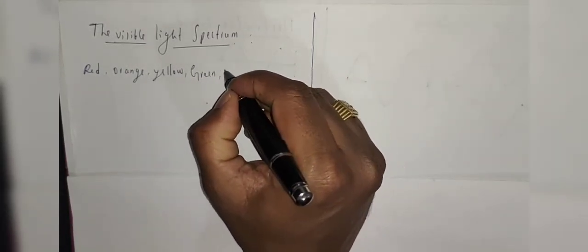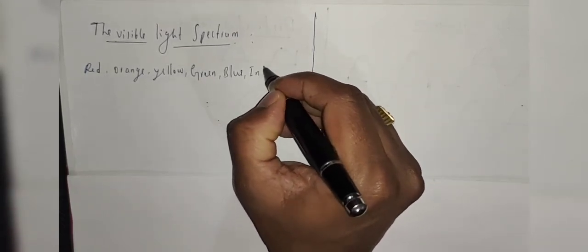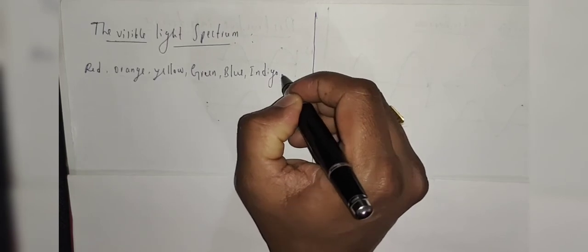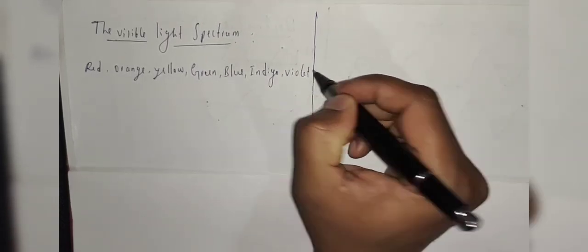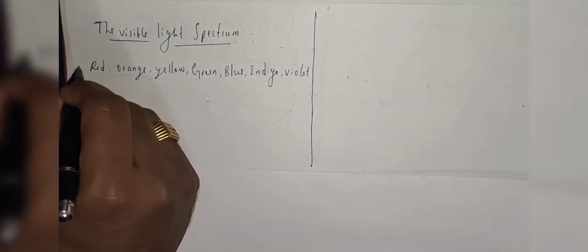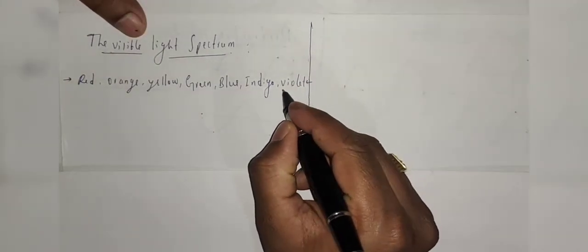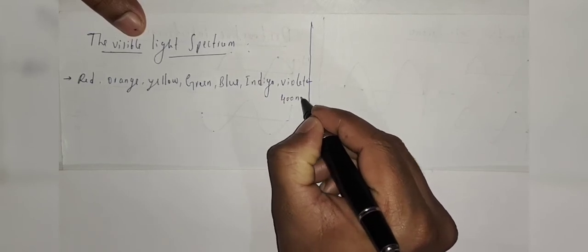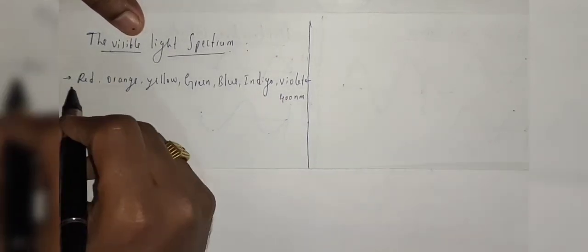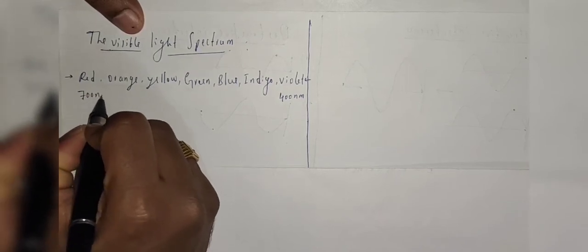green, then blue, then indigo, after that violet. This is the visible spectrum region, and we know that violet has a 400 nanometer wavelength and red has 700 nanometer.